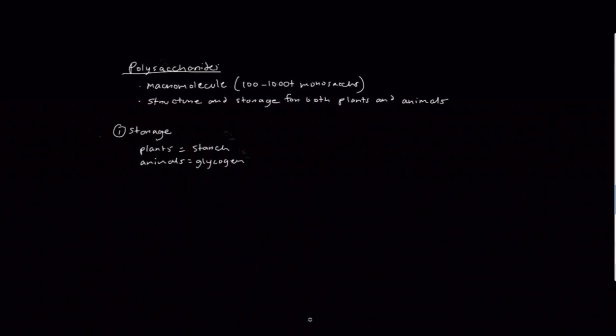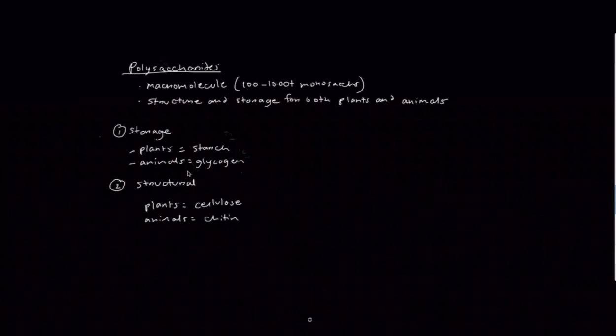Next, we have polysaccharides that provide structure. These provide structure and security to the cells. So let's go over the structural polysaccharides. For plants, that would be cellulose. And for animals, that will be chitin.